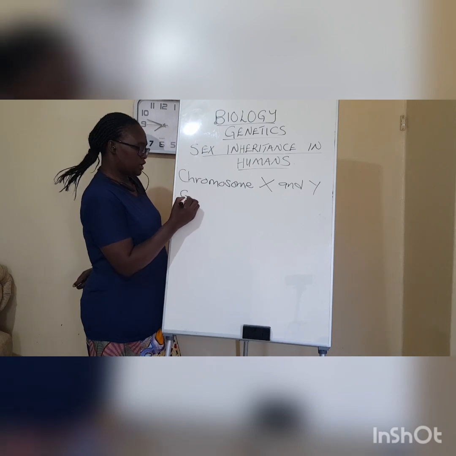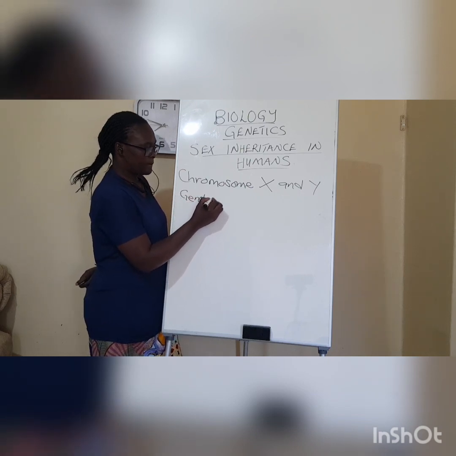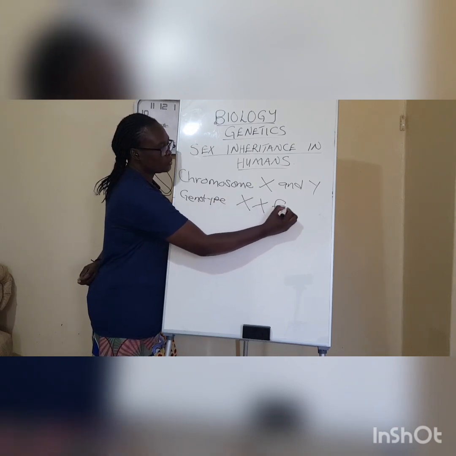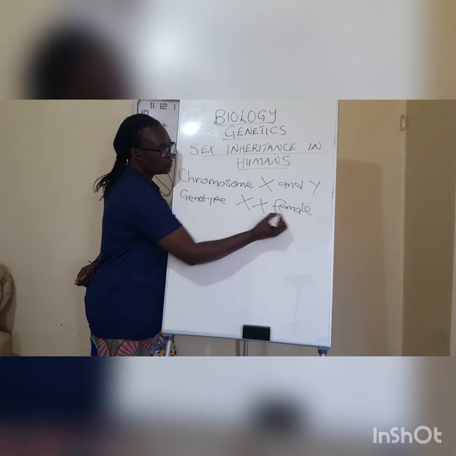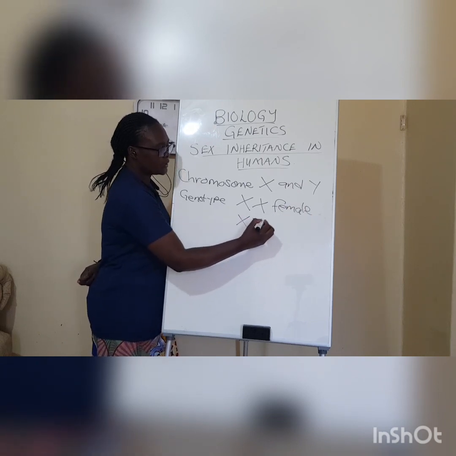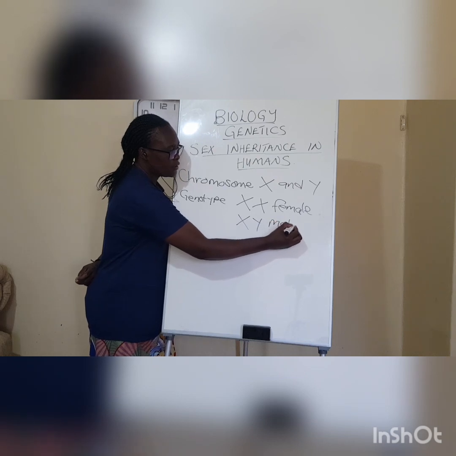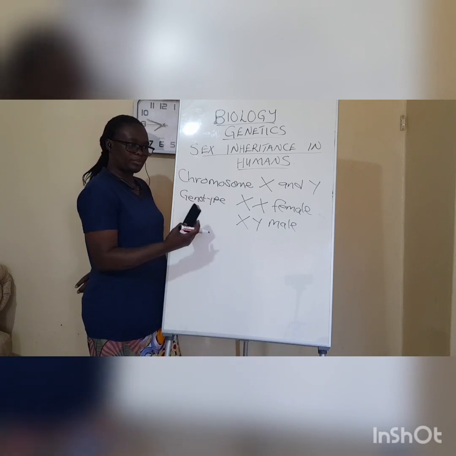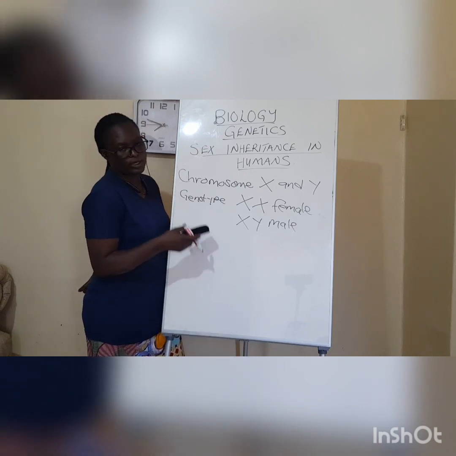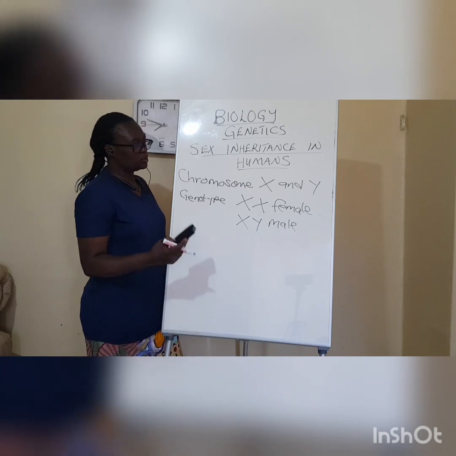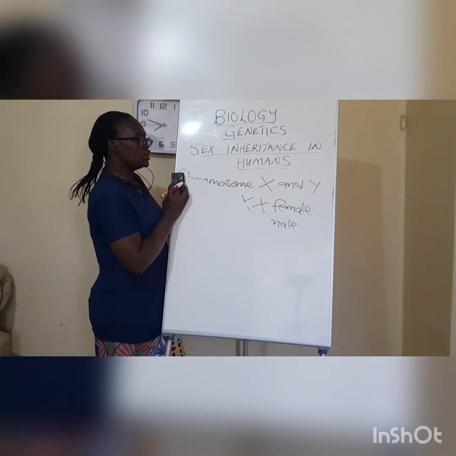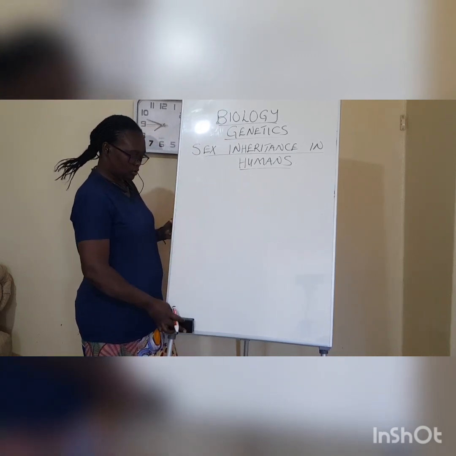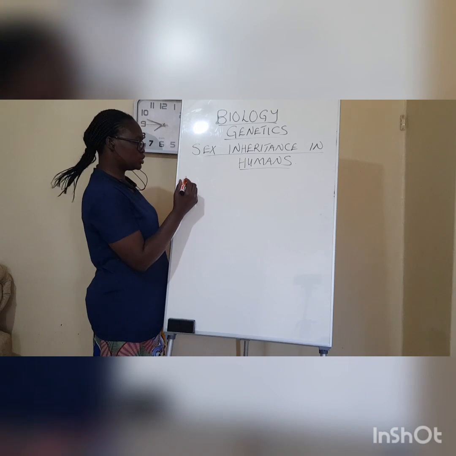So when you find genotype XX, this one is female. When you find genotype XY, this one is male. Now, for example, someone asks you a question: what would be the chance of a pregnant mother giving birth to a boy child or a girl child? You don't need to assume. You need to do a genetic diagram. So let's do the genetic diagram and see what the chances are of a mother giving birth to a boy child or a girl child.